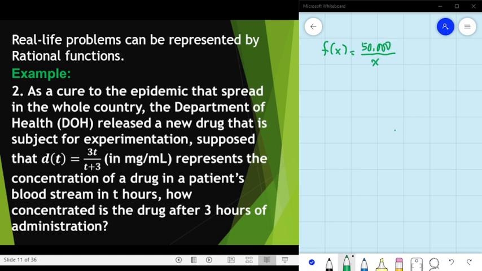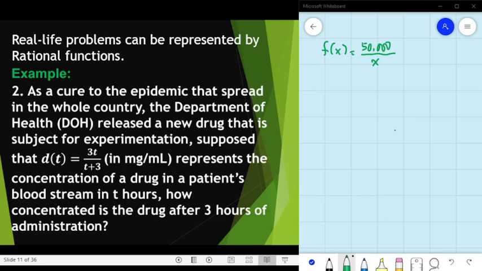Suppose that d of t is equal to 3t all over t plus 3, in milligrams per milliliter, represents the concentration of a drug in a patient's bloodstream in t hours. How concentrated is the drug after 3 hours of administration?